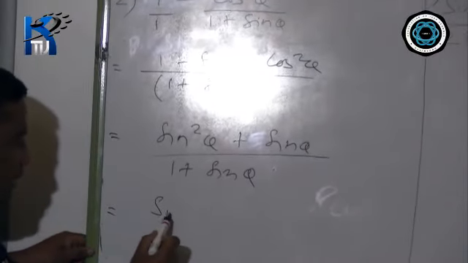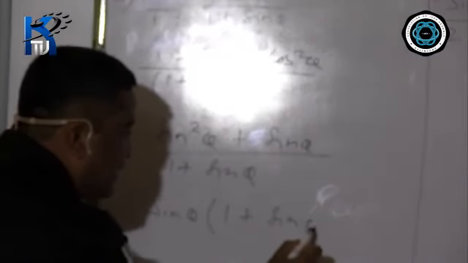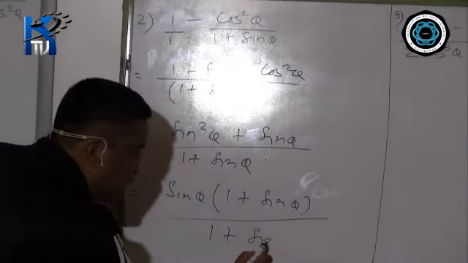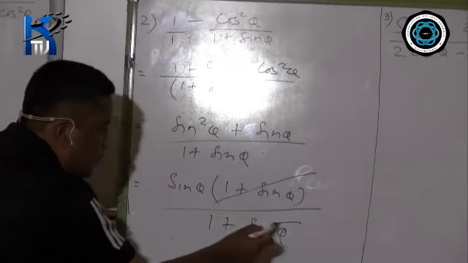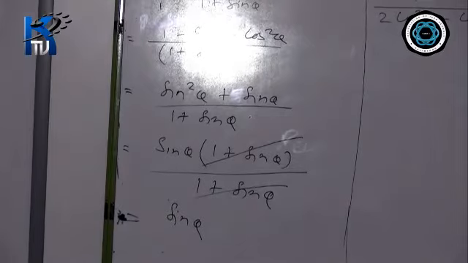After that, take out common. What is common? Common is sin theta. So after taking common, what is left? 1 plus sin theta divided by 1 plus sin theta. So these two will get cancelled. So sin theta is left, hence proved.